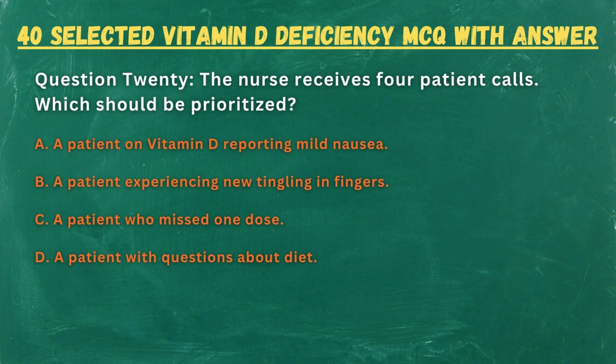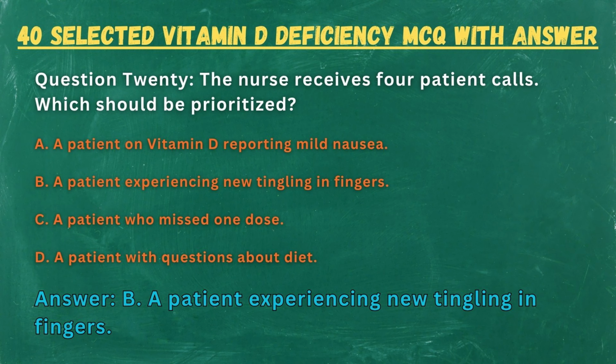Question 20. The nurse receives 4 patient calls. Which should be prioritized? A. A patient on vitamin D reporting mild nausea. B. A patient experiencing new tingling in fingers. C. A patient who missed 1 dose. D. A patient with questions about diet. Answer: B. A patient experiencing new tingling in fingers.